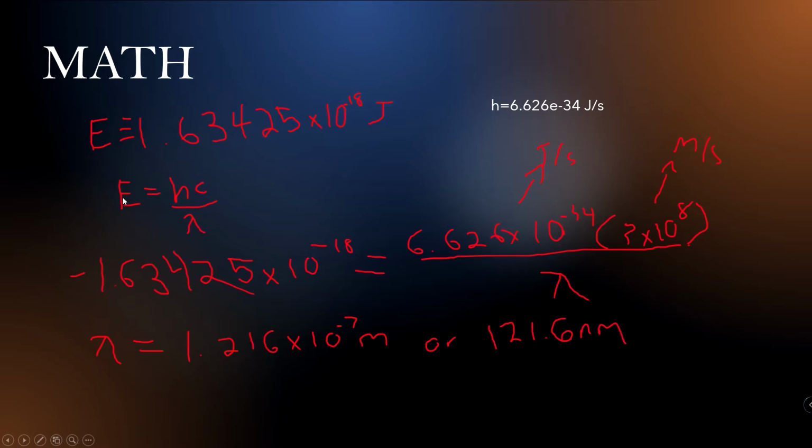So we know the energy difference is negative 1.63425 times 10 to the negative 18. So we just plug in all the numbers we know. We know Planck's constant, 6.626 times 10 to the negative 34 in joules per second, and 3 times 10 to the 8th in meters per second. That gives us a lambda, if we just solve everything, of 1.216 times 10 to the negative 7 meters, or 121.6 nanometers.